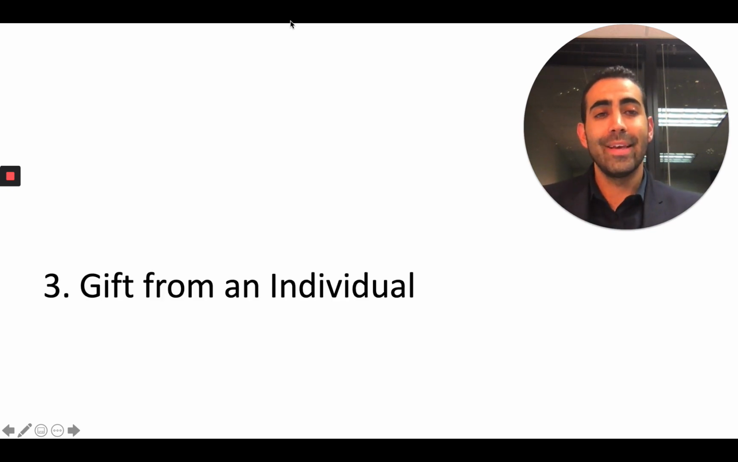Option number 3 is a gift from an individual. So let's say you have a friend or a family member that wants to gift you the funds that you'll be using for your E2 investment. That's totally okay. Typically the way that works is that the individual will sign a statement or a declaration stating that they've given you these funds as a gift and they do not expect any sort of a repayment. In addition, they would provide documentation that shows how they earned the funds lawfully that they're using to gift to you.